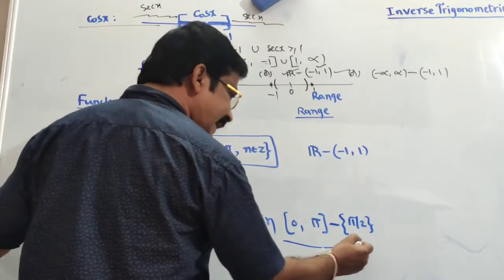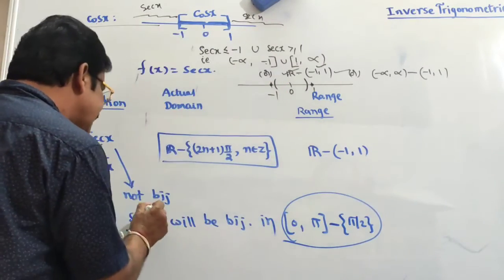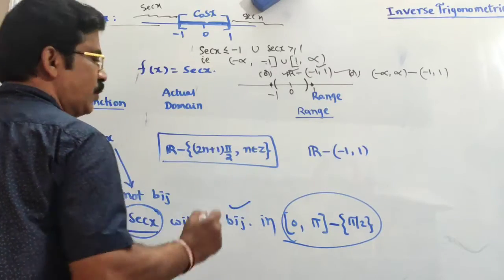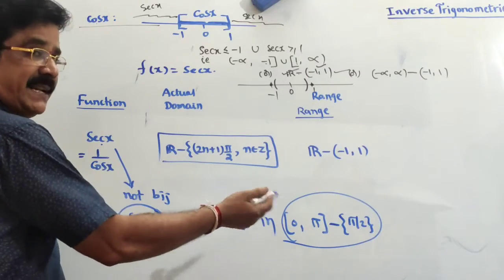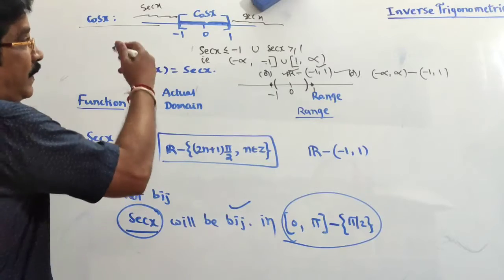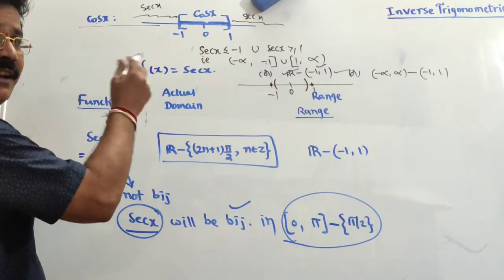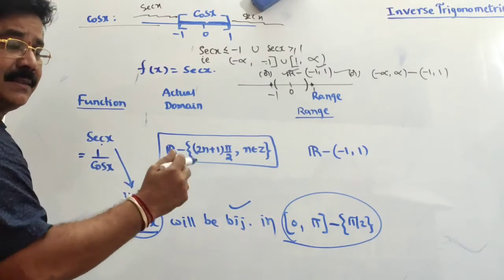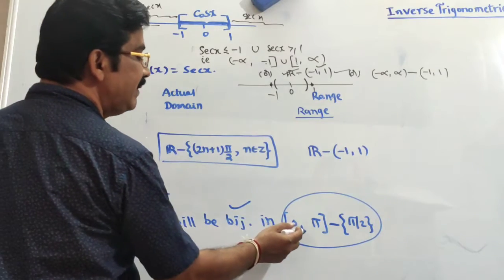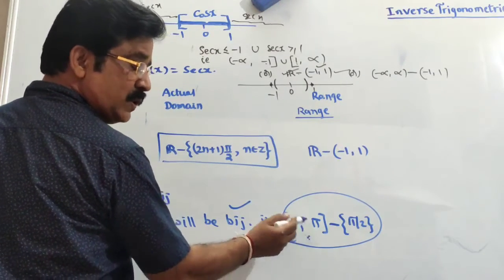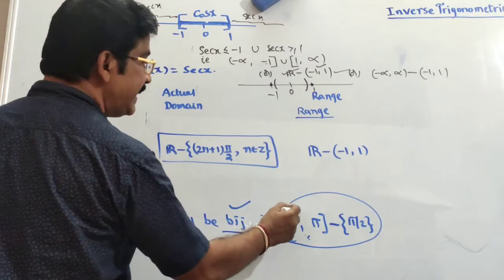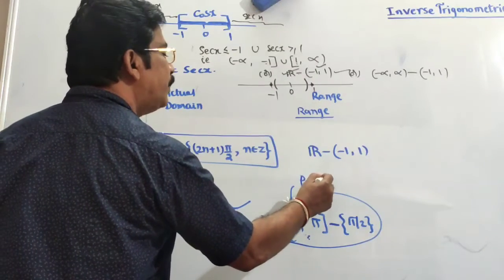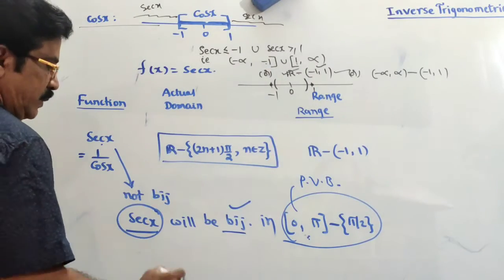So in this area secant x is bijective. Of course, so many infinite areas are there. Gradually I am telling for every trigonometric function, sin, cos, tan, cot, just like that. Secant also, so many infinite areas are there so that secant x is bijective. But it is called the principal value branch, PVB.